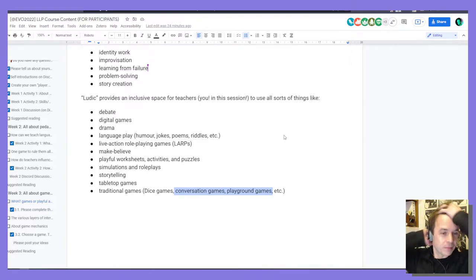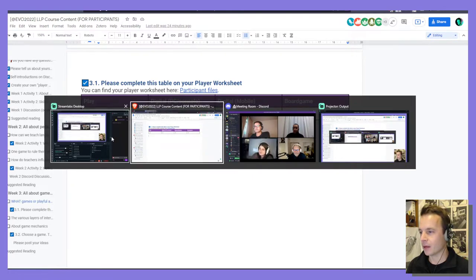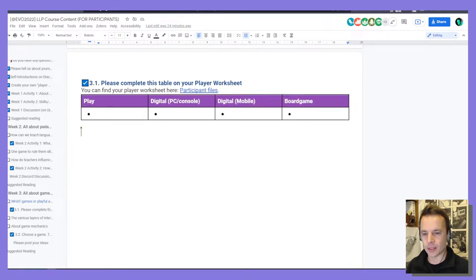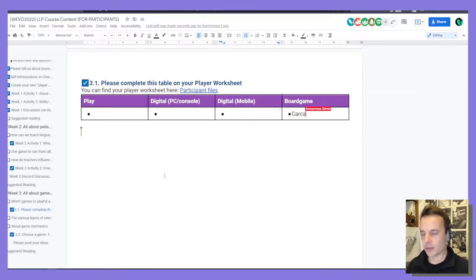So the idea then is for us, as a team, all together, looking at this document on page number 21, to spend some time now, maybe 5, 10 minutes, to write as many playful activities, digital games, board games, mobile games as we can, and fill in this table together, live. Is that okay, guys? Is everybody on the document? Please look down at page 21 and start filling it in. All right, yep, Carcassonne, here we go.